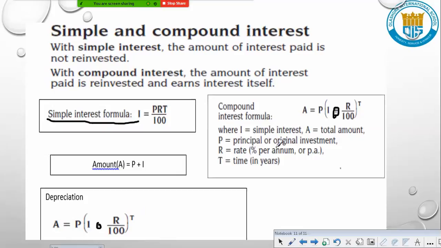Also, don't forget when you use the compound interest formula or the depreciation formula, A is the amount. It calculates the interest and the initial money together. So when you use the formula, you get the amount. If you have to find the interest, you have to subtract the principal from the amount. This one will be A minus P, which is equal to I. That's the interest. Okay, so let's move on.